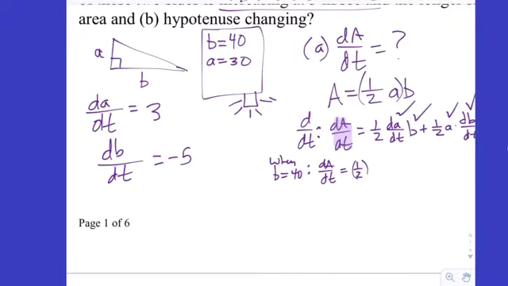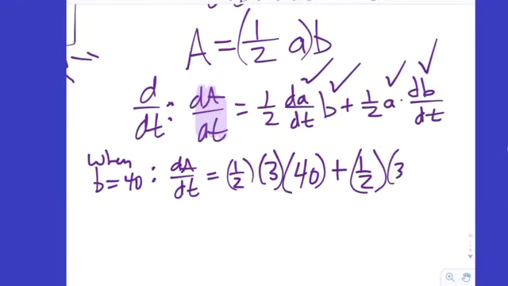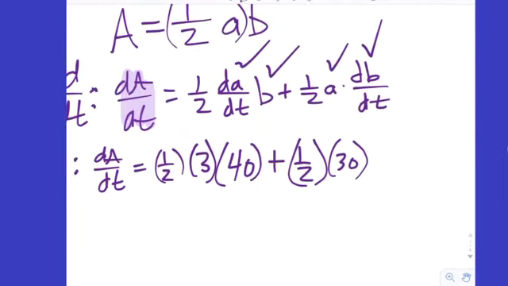So this is why you really want to clearly label everything. You're going to be plugging in a lot of things, and the fact that they're labeled makes them easier to just grab off the shelf. So 1/2 dA/dt is 3 times b, which is 40, plus 1/2 a, which is 30, times dB/dt, which is -5.